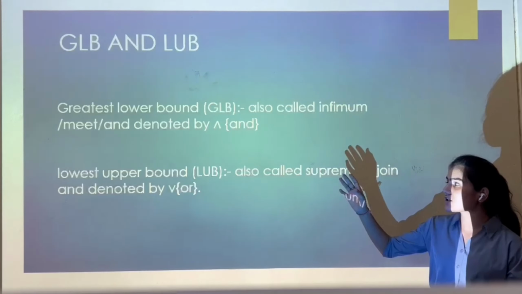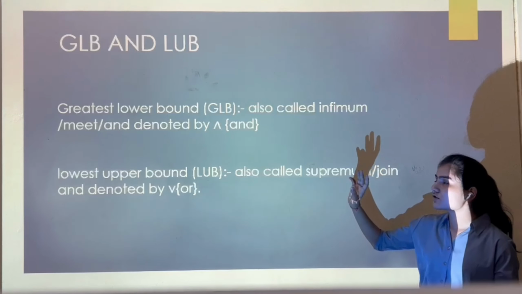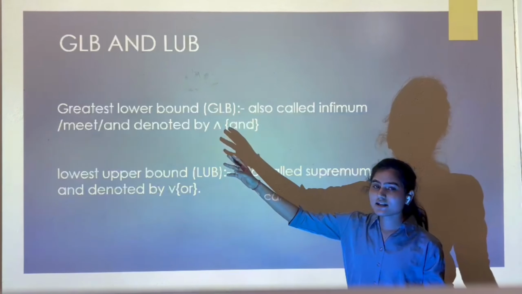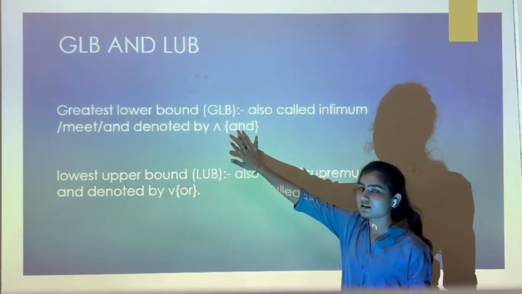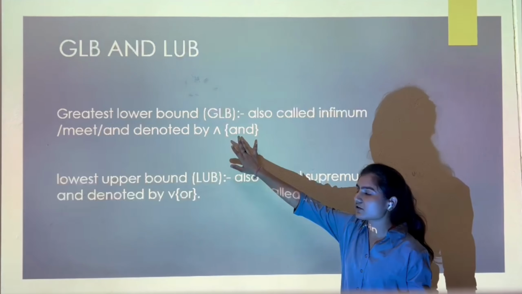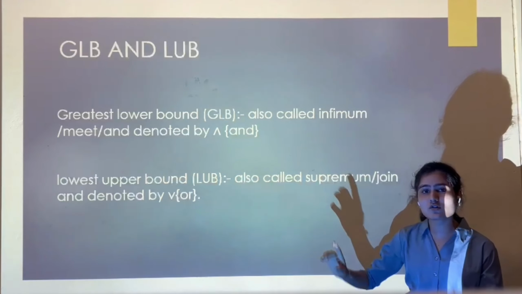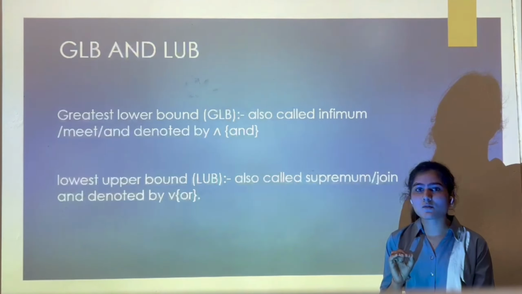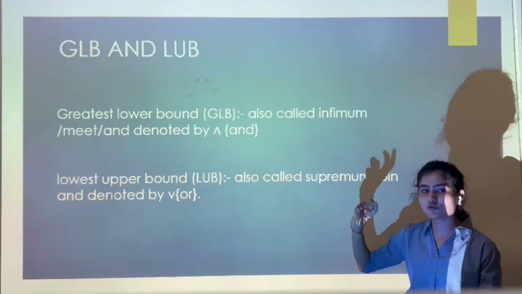So what is the greatest lower bound, GLB? GLB is also called infimum or meet, and it is denoted by this inverted V sign, and the operation between two ordered pairs is called AND. The greatest lower bound is the greatest element among the elements of the lower bound of two ordered pairs.